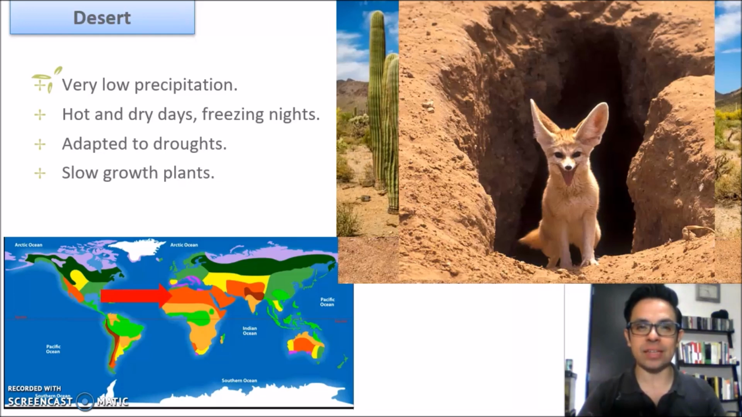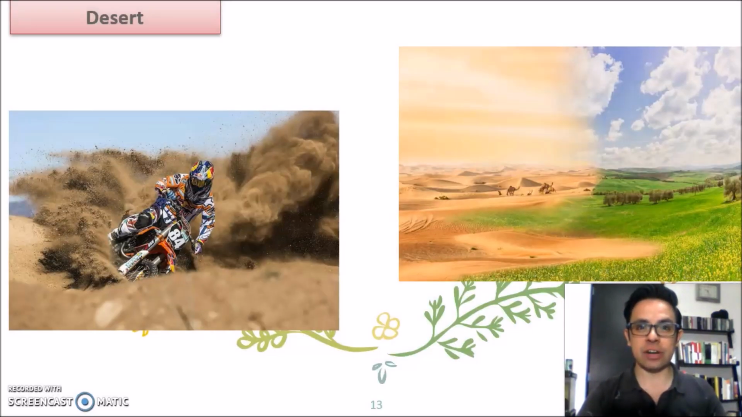How is the desert affected by human activities? Generally, it will be affected by motocross, that will kill the beneficial bacteria that live underground and that are crucial for maintaining the ecosystem environment.